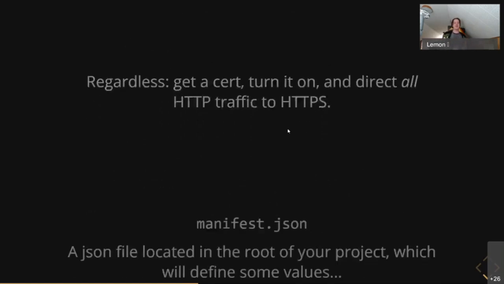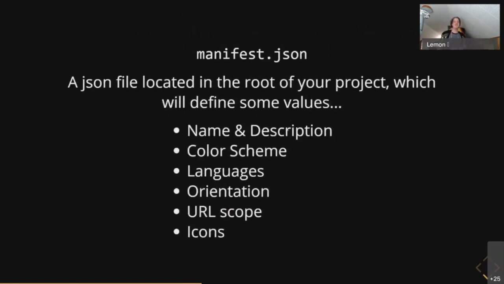And then you're going to need to build a manifest.json file. This JSON file is located in the root of your project. It's going to name some of your values. You've got a name and description, your color scheme, languages. If it's just English, it can be just English, but you can define multiple languages that your PWA can be absorbed in. Orientation, you can set in your manifest.json file. I want my app to only work like this, or only work like this, or it can be both. You can just define that right there. URL scope, if you want part of your app to be a PWA and part of it not. I don't know why, but you could do that. There's a bunch of icons.